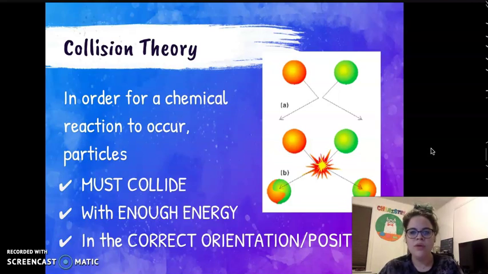And so what we're going to be talking about is how we can make a reaction go faster or slower by changing the amount of effective collisions that occur. If particles are colliding more often and there are more effective collisions, then your reaction will happen faster. If there are fewer collisions, your reaction will happen slower.